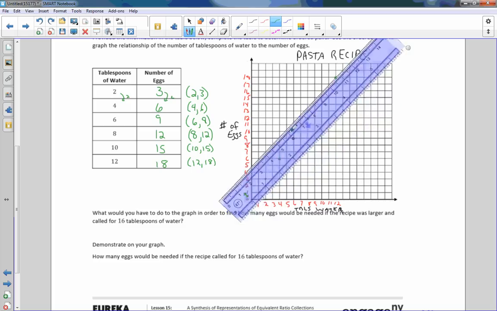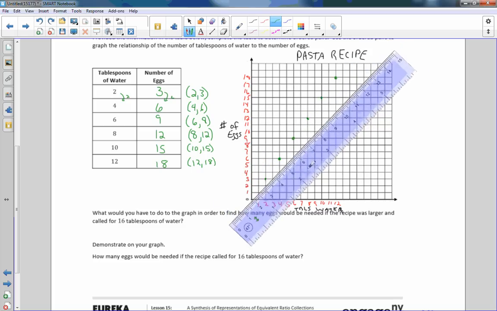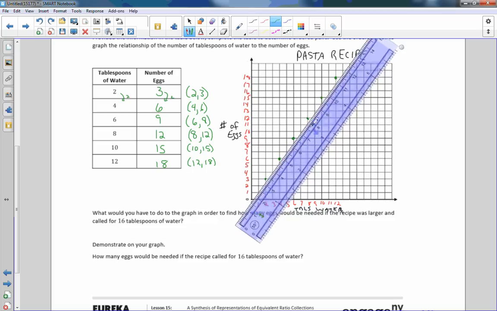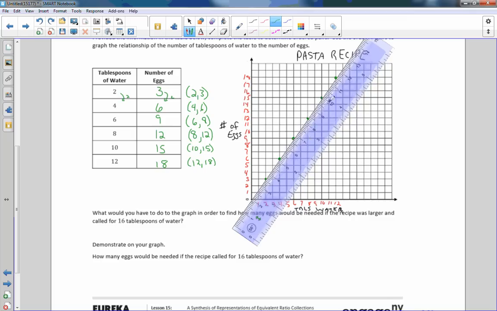Line it up the best I can here, putting it on the origin on this end and rotating it so it'll go through those points. And with any rotation, if you aren't centered, there's adjustments after the rotation. Okay, right there looks pretty good. So I'm going to draw a line and then move my ruler.